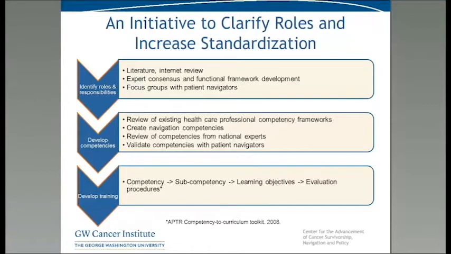This shows the steps in our process. First, we conducted a literature review and internet review. We looked at existing curricula from various health profession competencies that were related to navigation and navigation training programs. We had expert consensus around the functional framework, and then we conducted a focus group with patient navigators. And I'll walk through the next 2 steps as I go along.